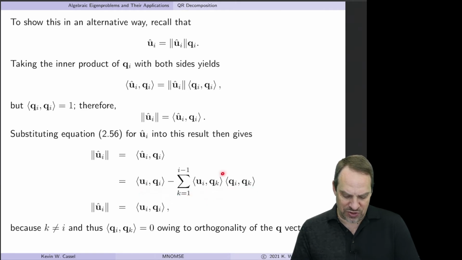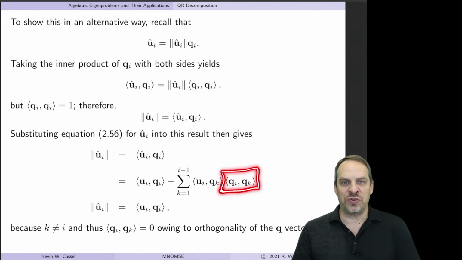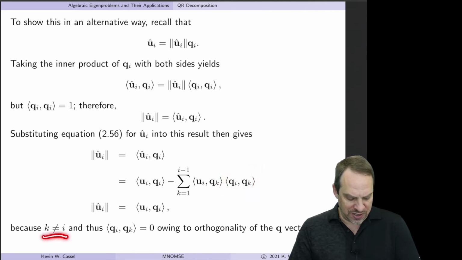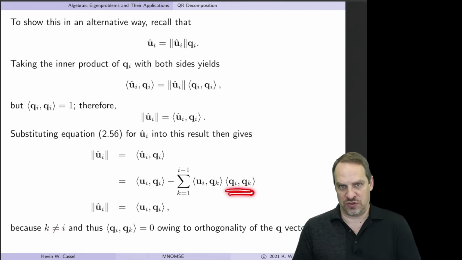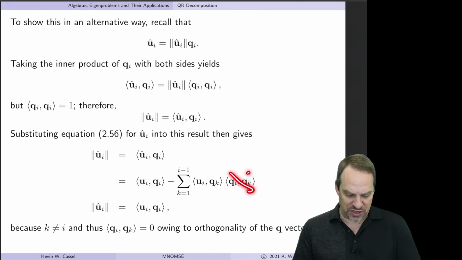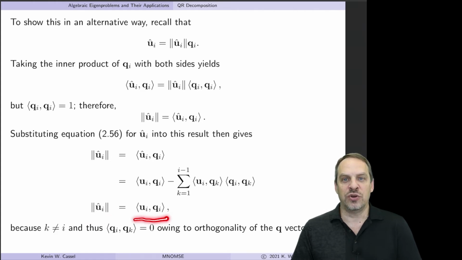But notice this inner product here. It's the inner product of qi with qk. If k and i are never the same, then this inner product is always 0, because they're mutually orthogonal vectors. So because this inner product is 0, the summation vanishes, and we simply have that the norm of ui hat is equal to the inner product of ui with qi.